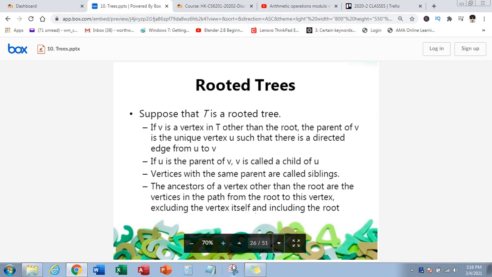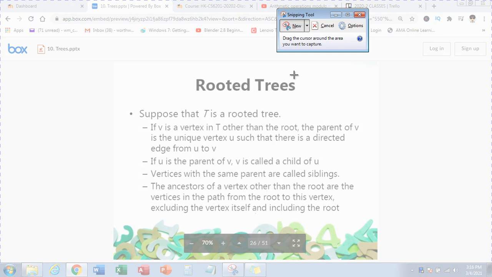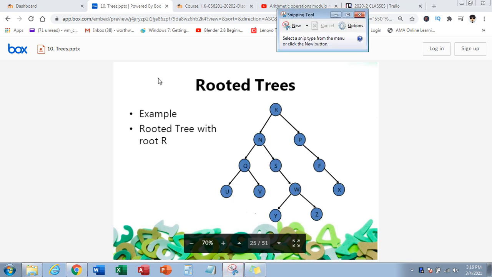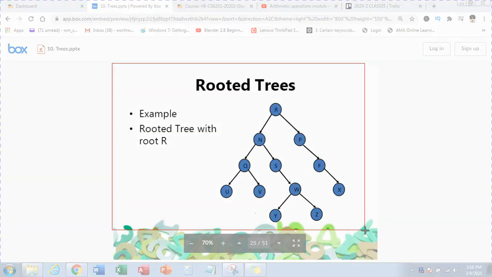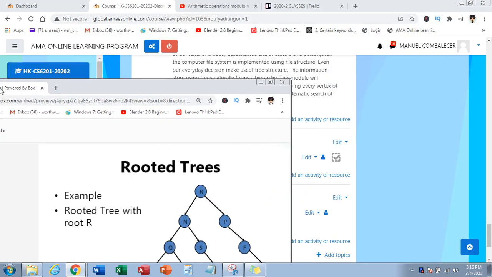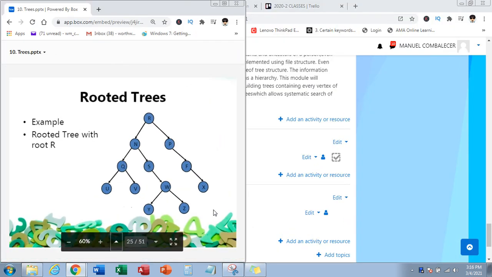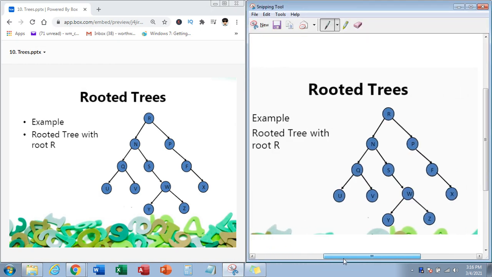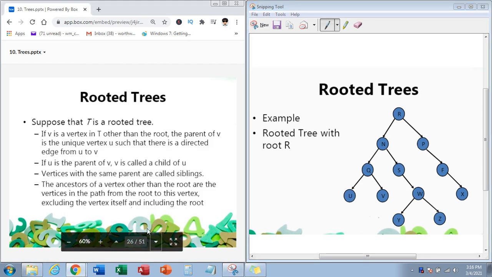So, para maintindihan nyo yung explanation, kunin natin to. And then, kunin din natin to. Lagay natin sa tabi. Okay? Pagtabihin natin. Yan. And then, ito tayo dito. So, if V is a vertex in T other than the root, the parent of V is the unique vertex U such that there is a directed edge from U to V. Okay?